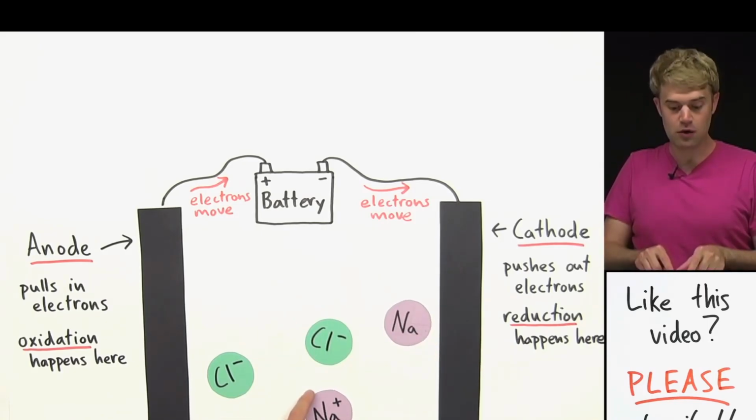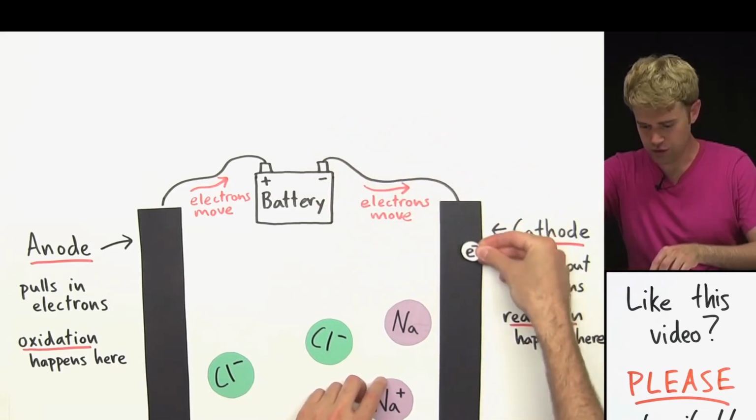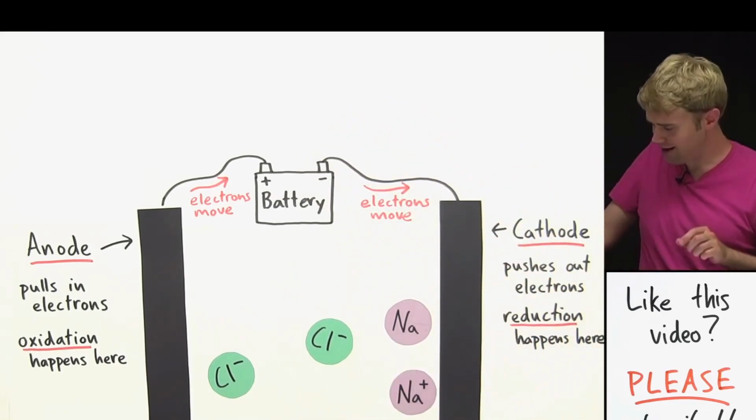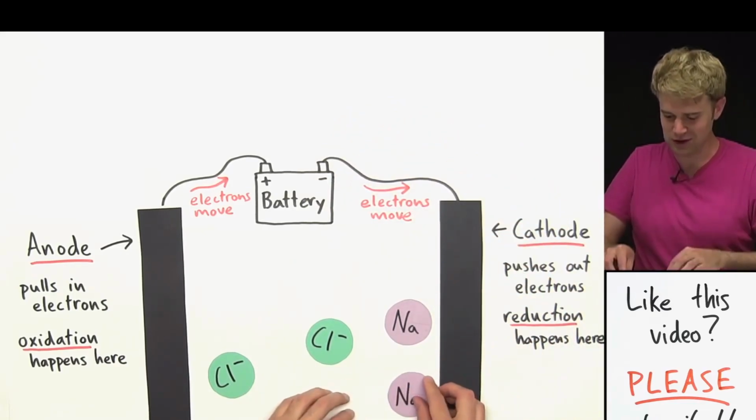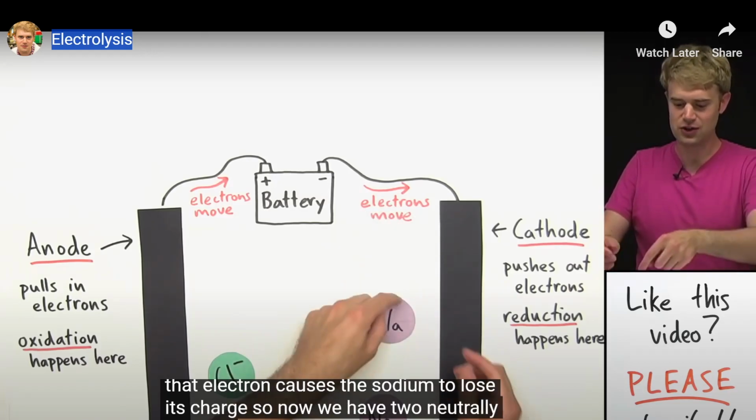The same thing is going to happen to this one over here. It's got a positive charge, it's attracted to the negative cathode, moves over here, an electron gets pushed from the battery, it goes into the sodium ion, and gaining that electron causes the sodium to lose its charge. Are we following that? Okay. So now we have two neutrally charged sodium atoms.